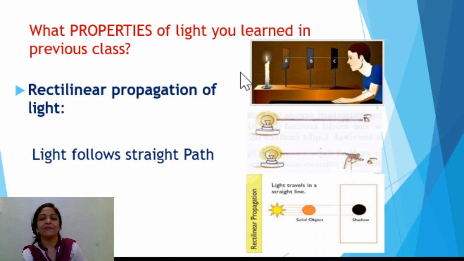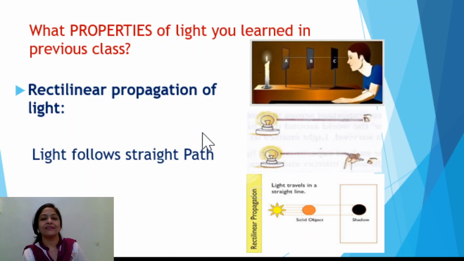So this is the small experiment with the help of which we can show that light follows the straight line path. Similarly, if you take a straight pipe and look through it, you can view the light over there. But if the pipe is bent, then we cannot see the light. So from this type of simple experiment, we can conclude that light follows the straight line path.